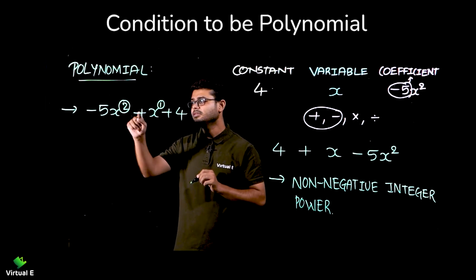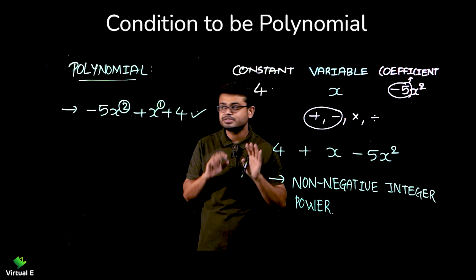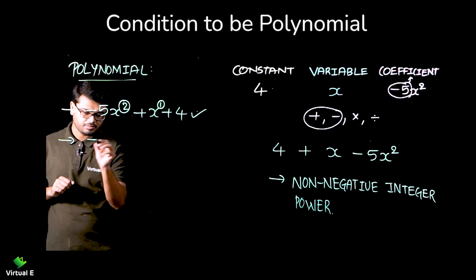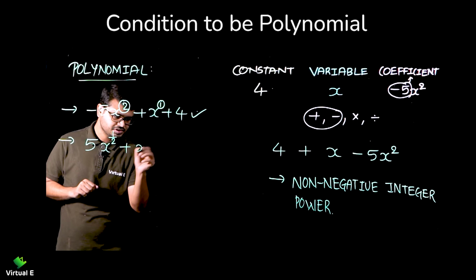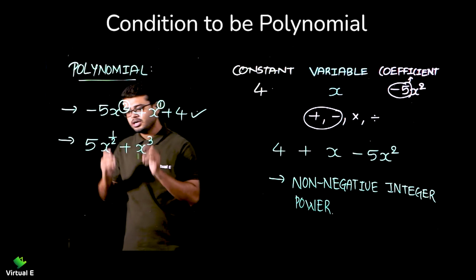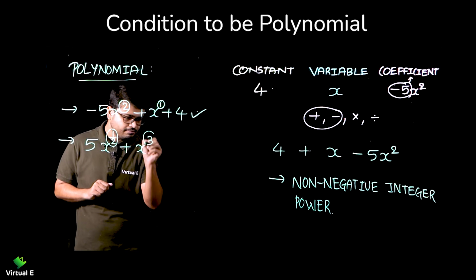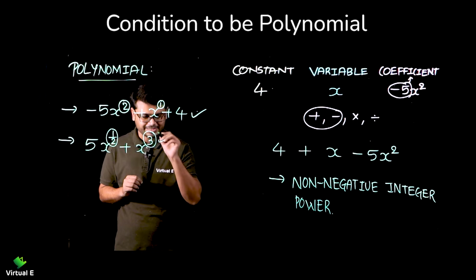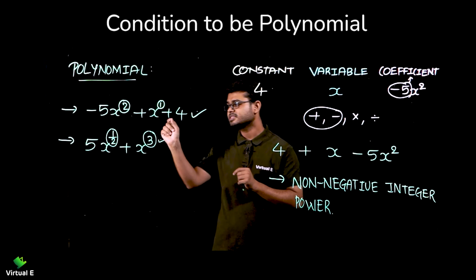So this is a non-negative integer. So it is a polynomial. Very simple to do, right? Let's see one more example here. Let's talk about 5x raised to 1 by 2 plus x cube. This is an interesting case. Come to the power of the variable. Here power is 1 by 2 and here power is 3. This is a non-negative integer, right? So this is accepted. But 1 by 2, is it an integer? No. 1 by 2 is a rational number.